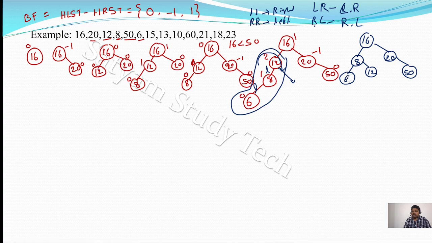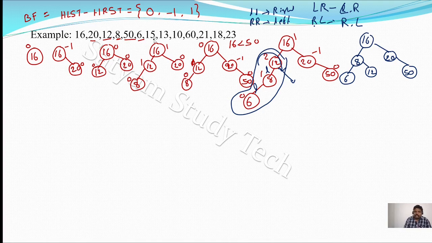Here the balance factor of 6 is 0, the balance factor of 12 is 0, the balance factor of 8 is also 0. The balance factor of 16 is also 0, because the left subtree height is 2 and the right subtree height is also 2. The balance factor of 50 is 0, and the balance factor of 20 is minus 1. Everything is balanced, right?